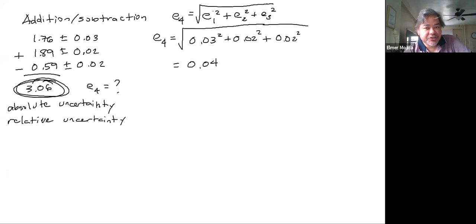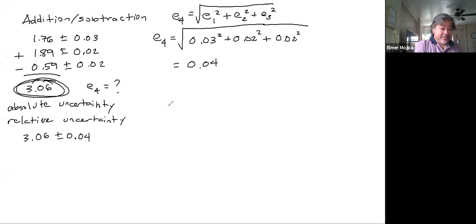Do the operation here, you should be able to get 0.04. And you have to follow it based on the number that you have here. So you could write this as 3.06 plus or minus 0.04.